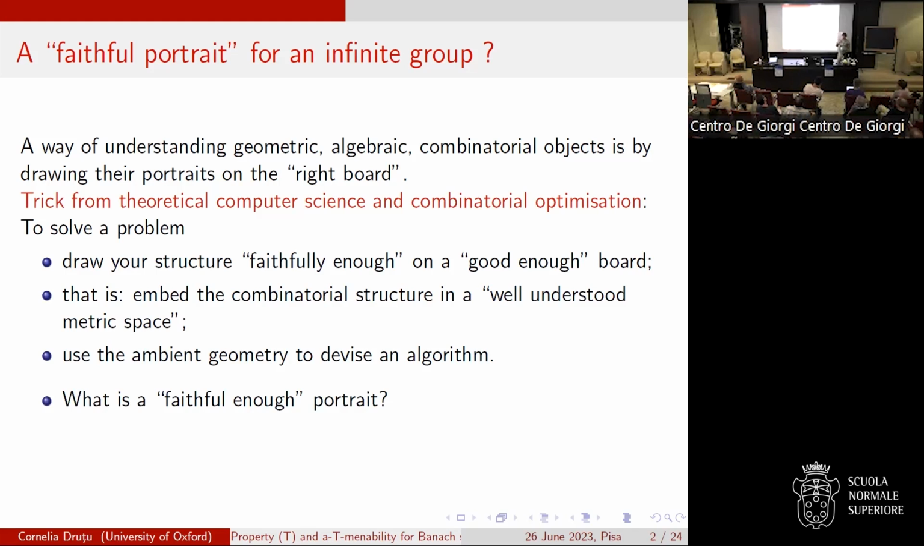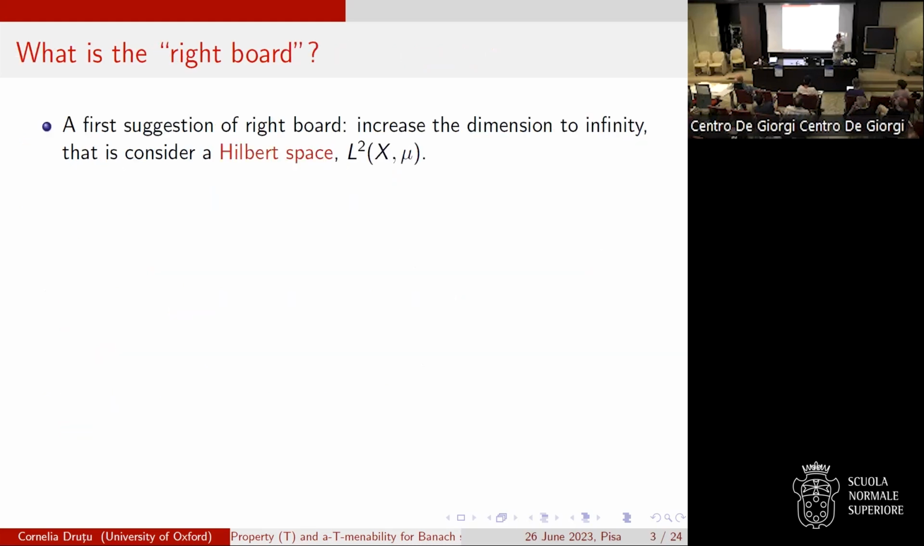And so first of all, what is a good enough embedding? What is a good enough board? As far as the embedding, it will be most of the time quasi-isometric embedding or coarse embedding, or uniform embedding in the usual sense. And as far as the board is concerned, well, it's already quite obvious that the two-dimensional board has a lot of limitations, even for graphs. So for graphs, the more complicated the graph, the larger the dimension one has to consider. So since this talk is going to be about infinite groups, so infinite Cayley graphs, it is natural to consider a board of infinite dimension, that is a Hilbert space.